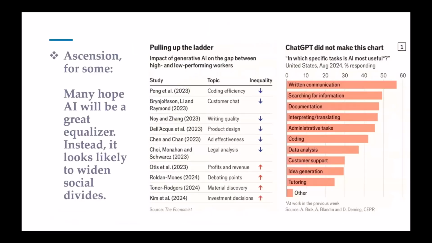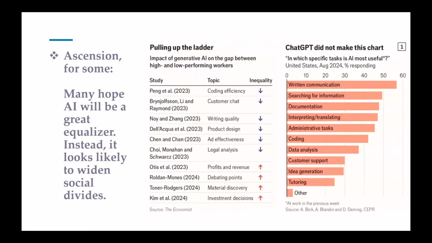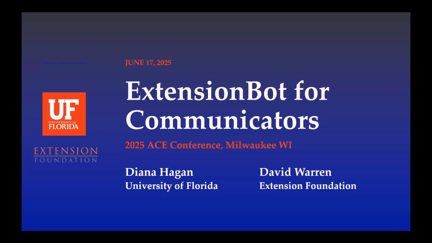It's very similar to what the Economist is saying. So the Economist magazine is really discussing what ChatGPT is used for. Number one is written communication. Number two is searching for information and documentation and admin tasks. So these four are very similar to, again, what the extension agents are using AI for. So very similar. So, extension board for communicators.